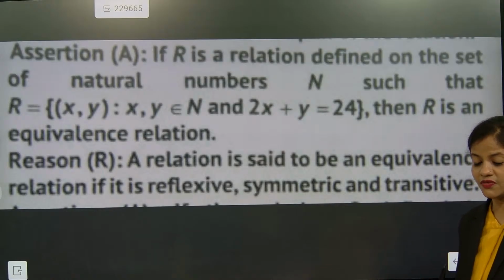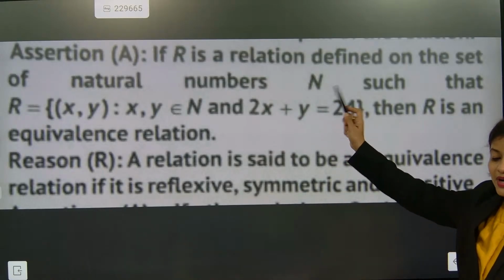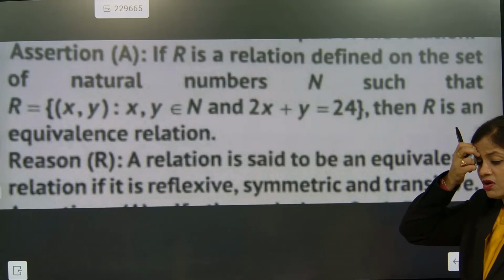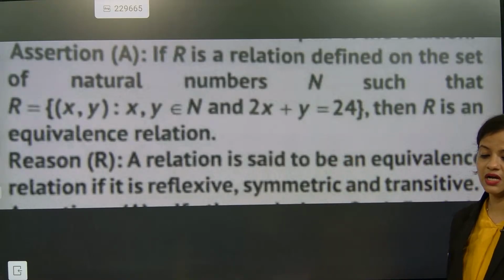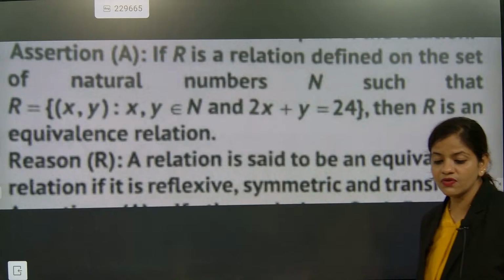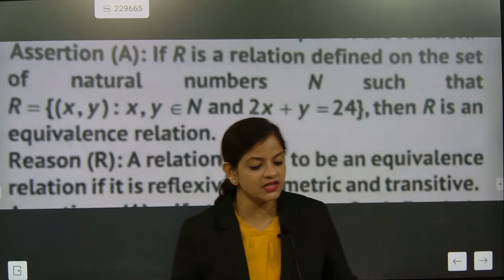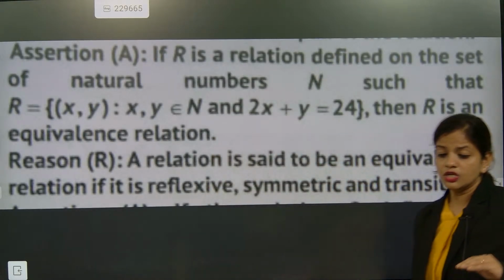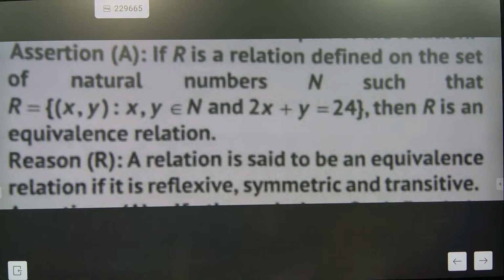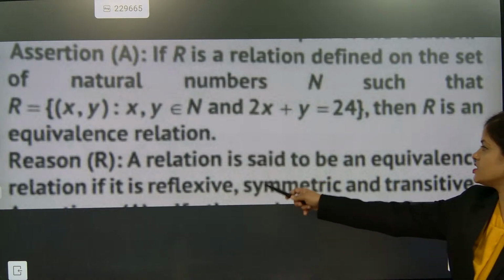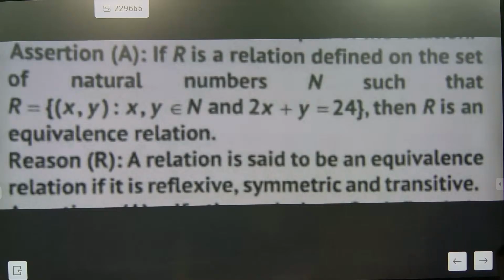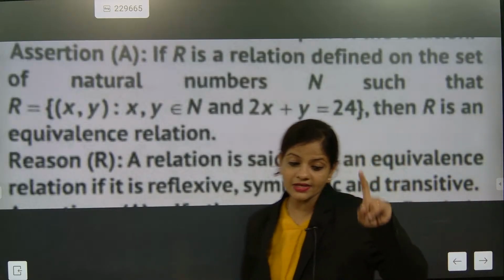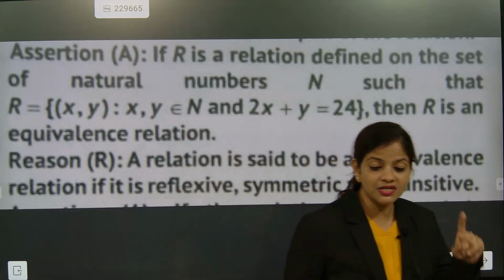No, Divya. Assertion is wrong, beta. 2x plus y equal to 24 is a wrong part, beta. Reason says a relation is an equivalence relation. Assertion is wrong. Reason is true. Why is the reason true? A relation is said to be an equivalence relation if it is reflexive, symmetric, and transitive. So reason is true. Assertion is false. So it is option D.